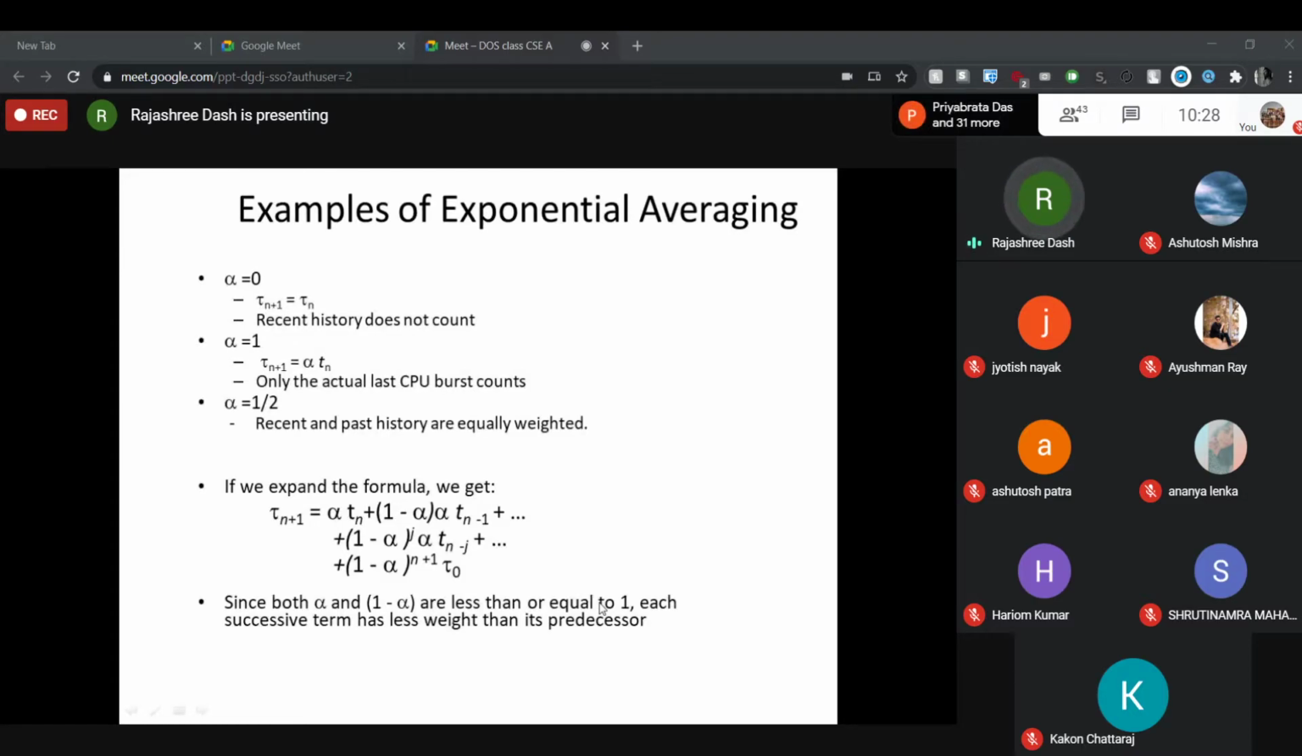If we further expand the formula, tau n plus 1 equals alpha Tn plus 1 minus alpha tau n. Again, in place of tau n, if you expand it, you will find alpha Tn plus 1 minus alpha whole into alpha Tn minus 1 plus 1 minus alpha. In this way it will continue up to the term 1 minus alpha to the power n plus 1 tau 0. Now alpha and 1 minus alpha are both less than or equal to 1, so each successive term has less weight than its predecessor.